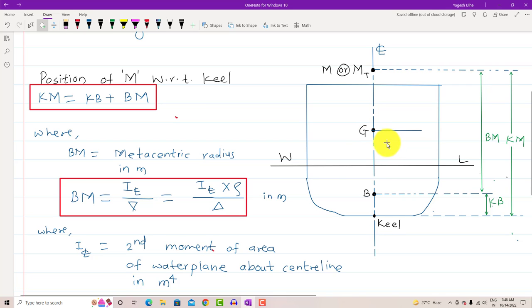From the G, I am going to draw another dotted line. So from here to here, this distance, we will say it as what, guys? I will use a red color pen for this. This distance, we will say it as GM. Guys, this is very, very important.